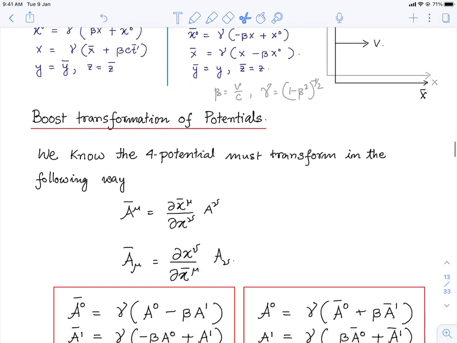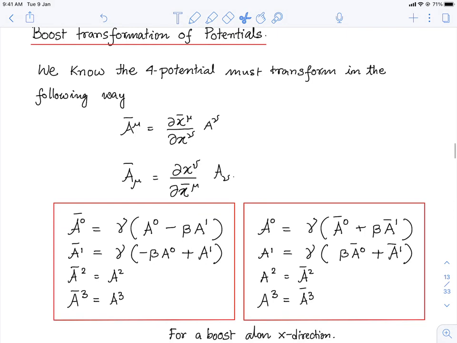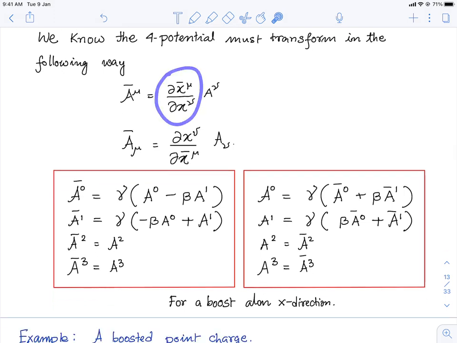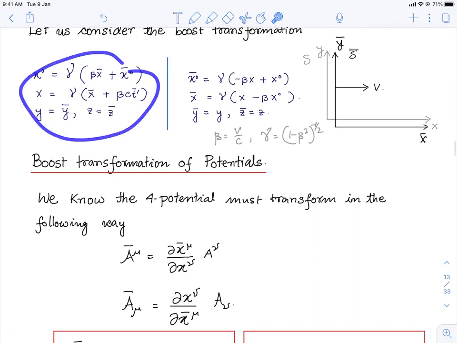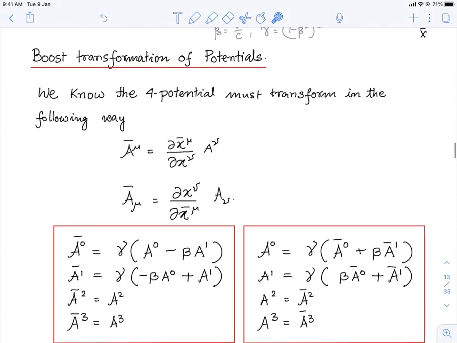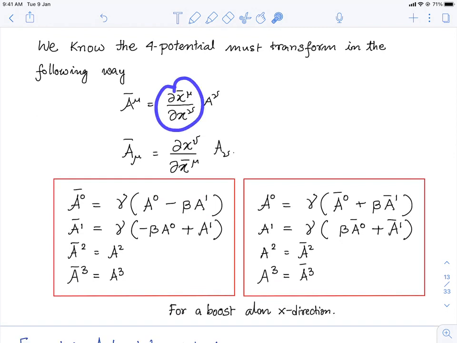So now let's look at the potential. The potential in the bar frame or the primed frame is related to those in the unprimed frame through this transformation, right? We have seen this. This is how four vectors transform. If we work out the various components here, then you basically get this, and this is essentially identical to what we have here. Essentially, the vectors transform like the coordinates.